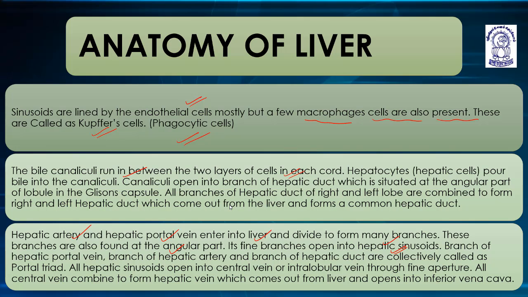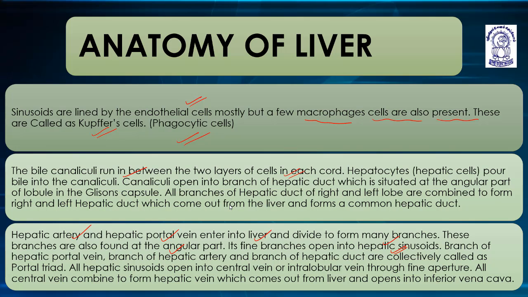Canaliculi open into the branch of hepatic duct, which is situated at the angular part of the lobule in the Glisson's capsule. All branches of hepatic duct merge to form the right and left hepatic duct, which come out of the liver and form a common hepatic duct. Hepatic artery and hepatic portal vein enter into the liver and divide to form many branches. These branches are also found at the angular part. Their fine branches open into the hepatic sinusoids.